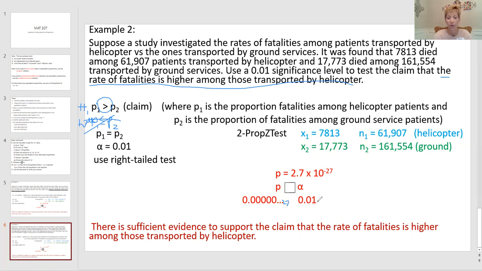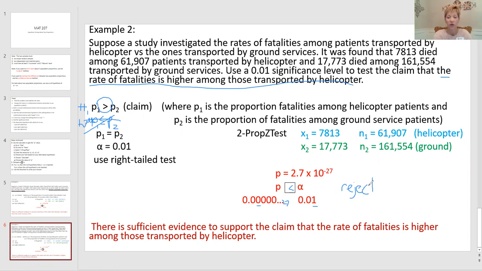And I'm comparing that to 0.01. Again, the first place they're different is that hundredths column. And 0 is less than 1. So again, I'm going to reject that null. Okay. Now it's kind of hard to type on this machine. So I'm just going to put reject here, but you're going to put reject the null. All right. And then go to that flow chart.